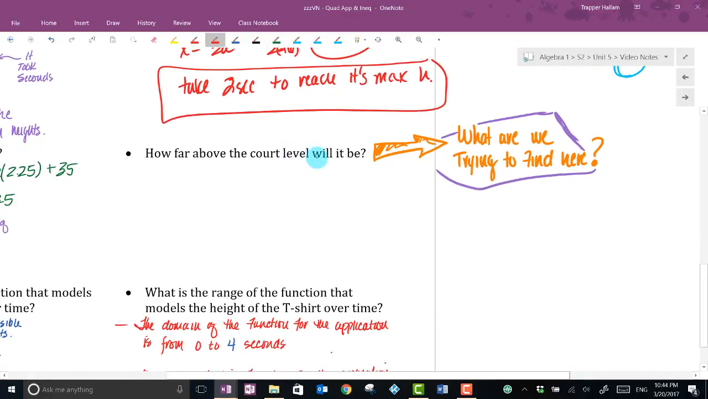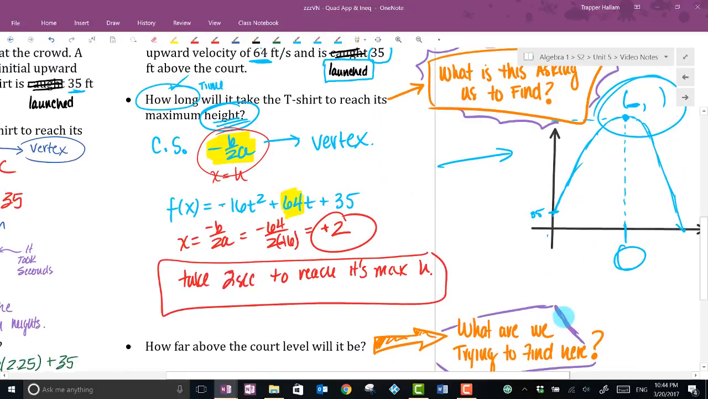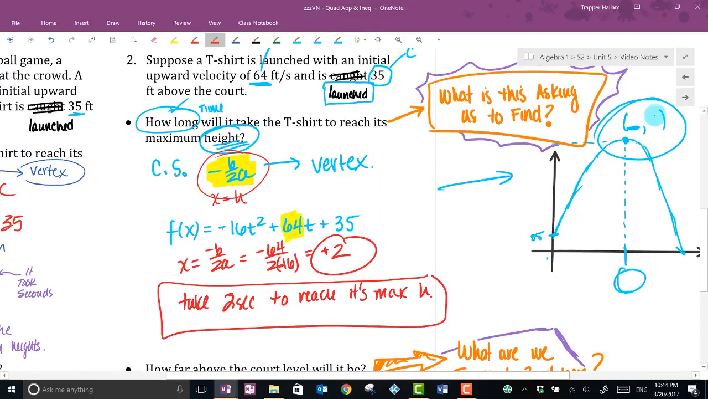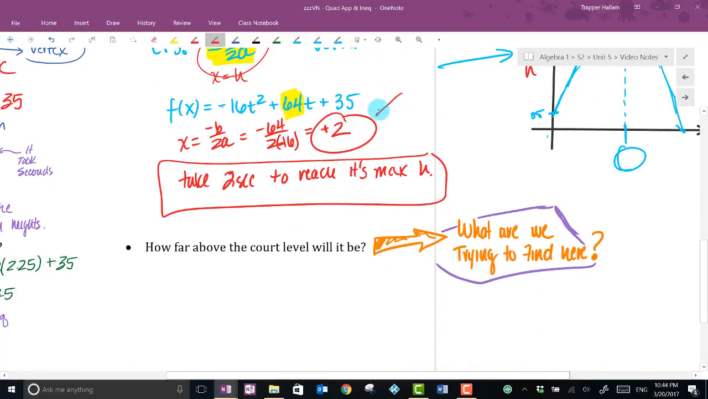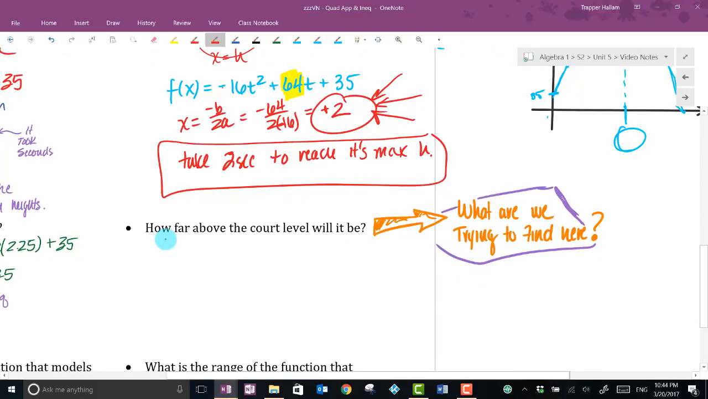It says, how far above the court level will it be? Again, what are we trying to find here? If we go back to this one, this time it wants to know how high, and height was our y-axis. So this time we're actually trying to find the y-coordinate of the vertex. Well, if we've already got the x-coordinate and we've got the function, shouldn't we just evaluate the function at this x-coordinate, basically plug in x, and then find out what the y is? I think that would be the smartest way to go.